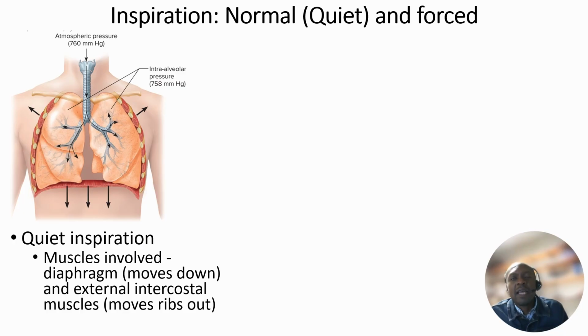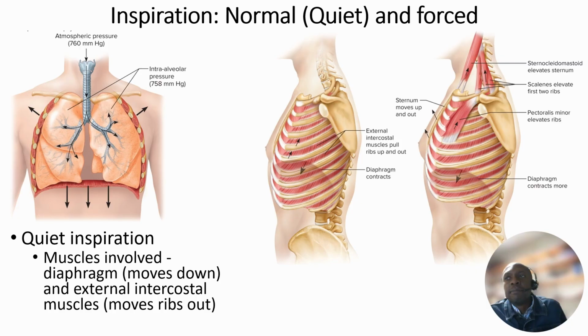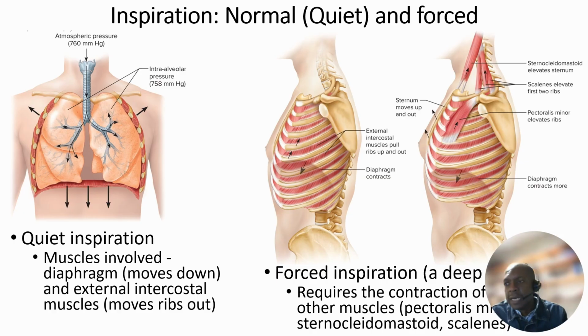But if, on the other hand, you want to breathe really deeply, intentionally, or because you need to during exercise, then you would have to recruit other muscles, and those muscles are the scalenes, the sternocleidomastoid, and the pectoralis minor. And so that'll be forced inspiration. And then the expiration is at rest.